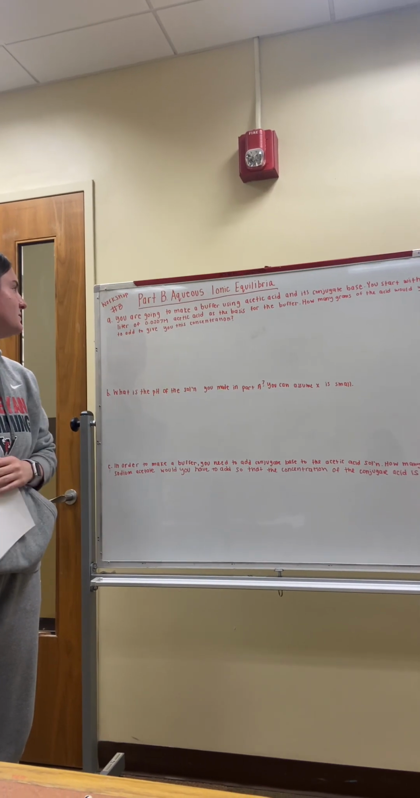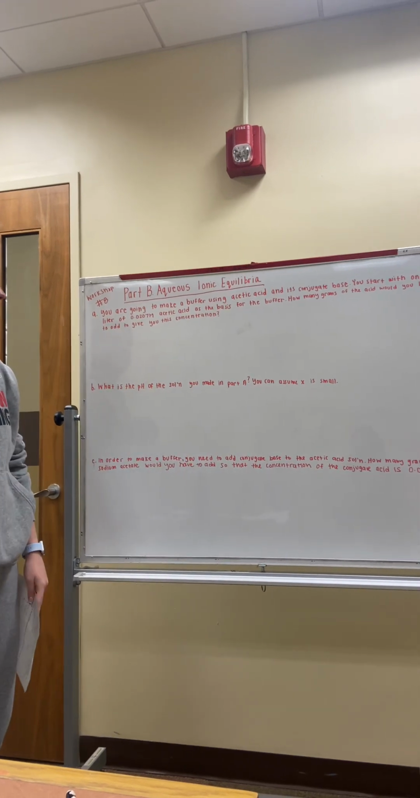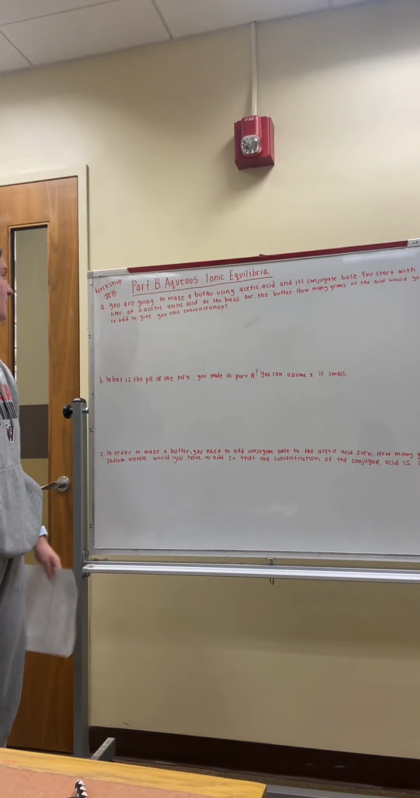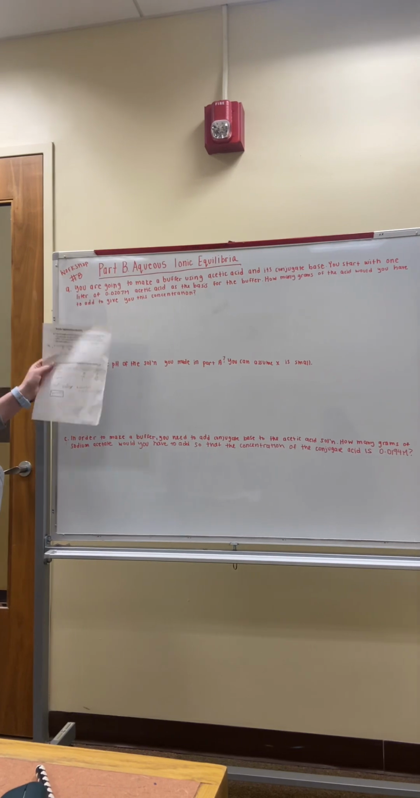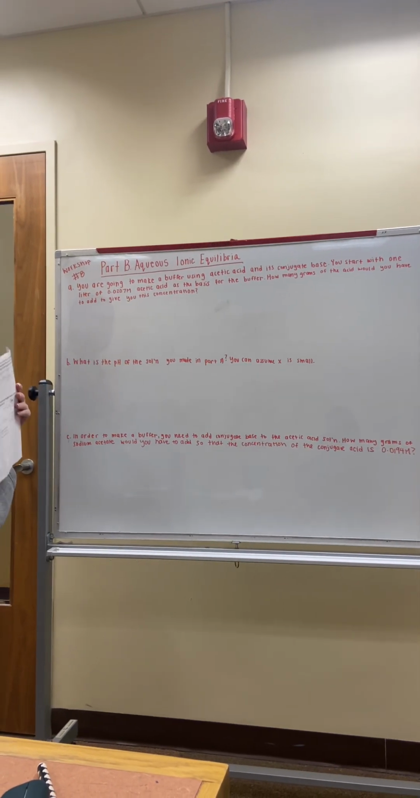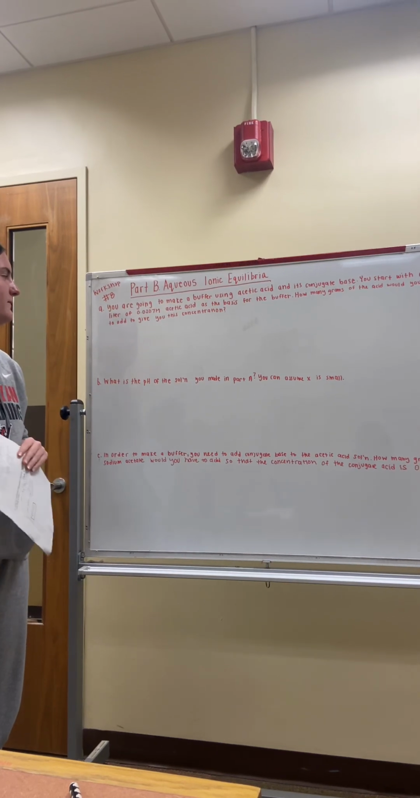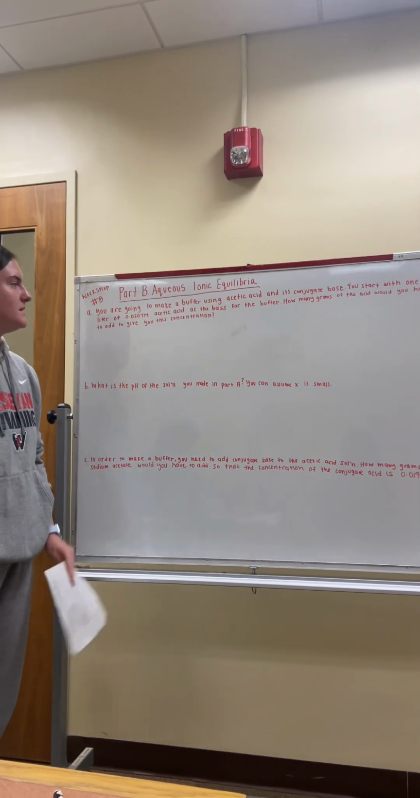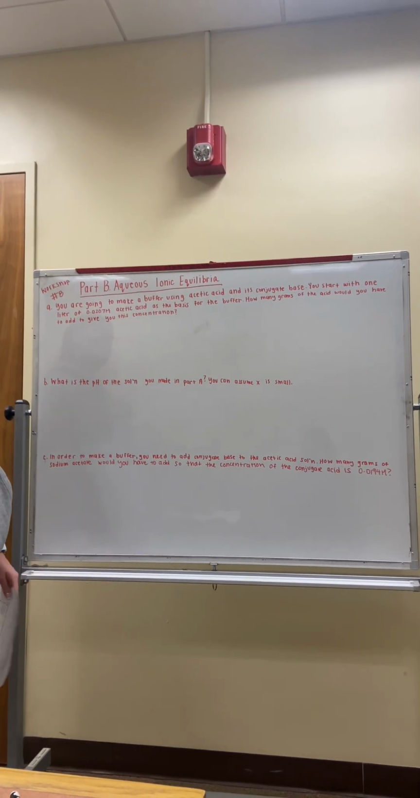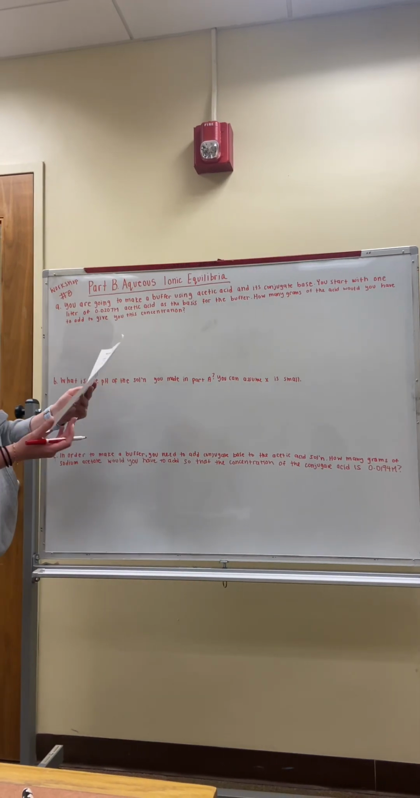I'm Olivia and I'm doing Workshop 8, Part B, Aqueous Ionic Equilibria. Letter A, you're going to make a buffer using acetic acid and its conjugate base. You start with 1 liter of 0.0207 molar acetic acid as the basis for the buffer. How many grams of the acid would you have to add to give you this concentration?